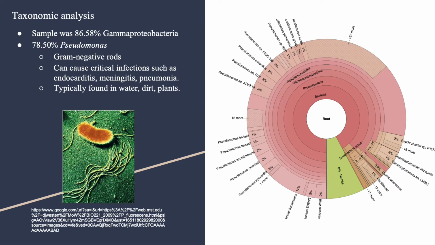Shortly after sending out our sample, we received results on the taxonomic analysis. My sample was 86.58% gamma proteobacteria, and of that, 78.5% was Pseudomonas, which are gram-negative rods that can cause critical infections such as endocarditis, meningitis, and pneumonia. Typically, these microbes are found in water, dirt, and plants.